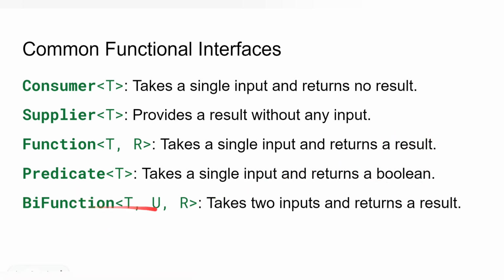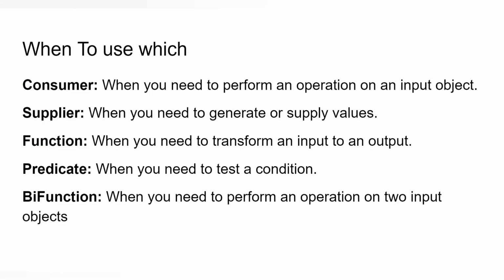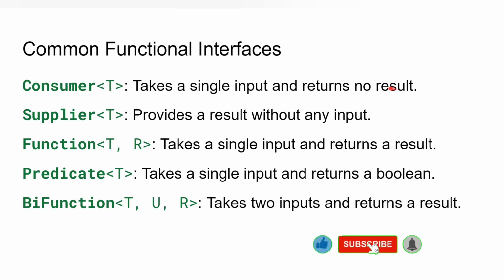Then we have BiFunction. Similar to Function, BiFunction will take two inputs. Function takes one input, but BiFunction will take two inputs and return a result. That's similar to Function, which will also return a result. So these are the common functional interfaces that are available in Java 8. Another question will be when to use which. This we will see once we have an idea about all these 5 functional interfaces.